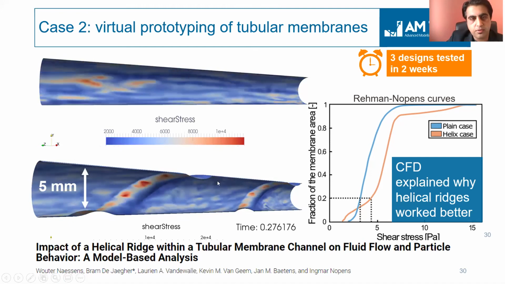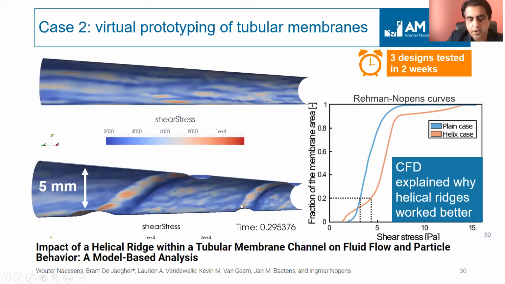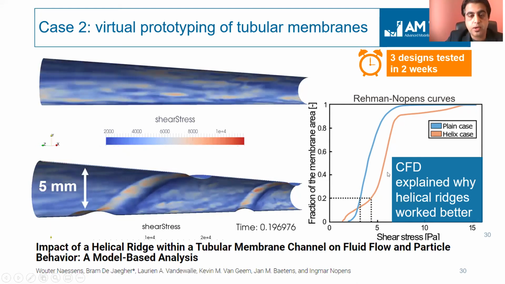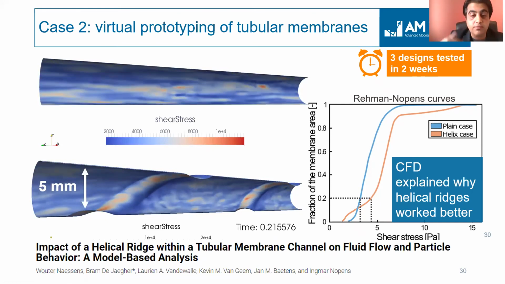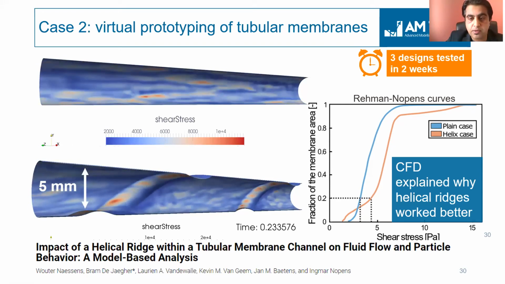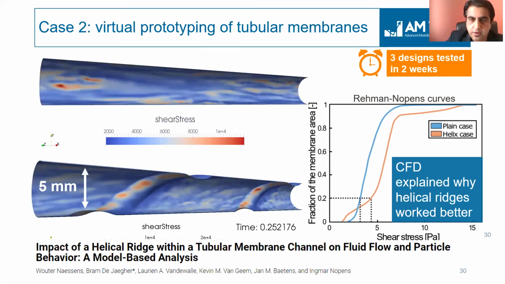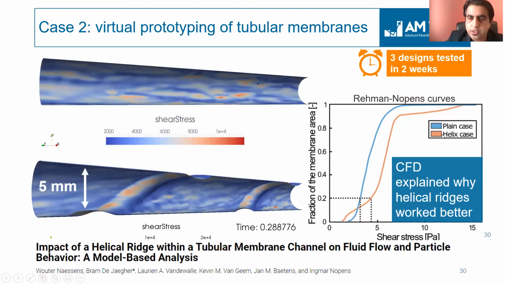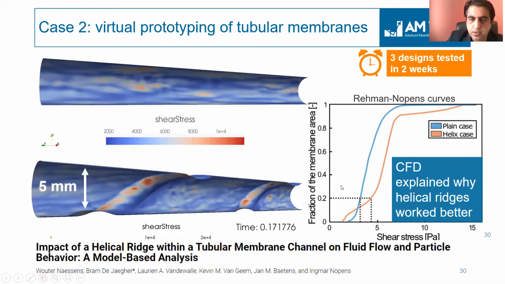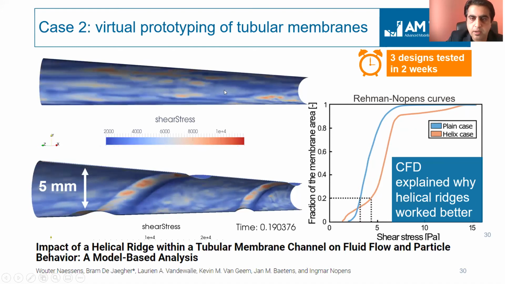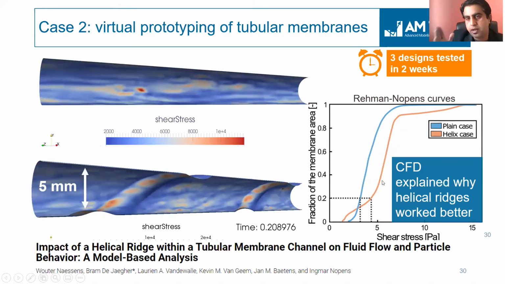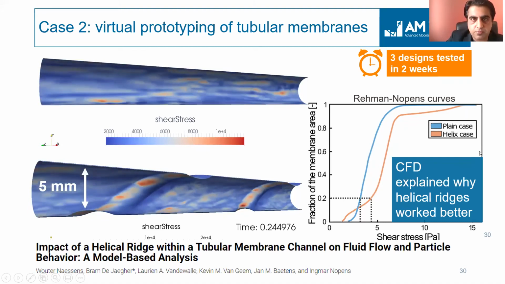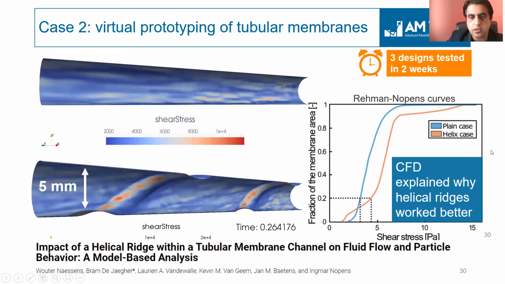So we modeled both: one without the helical ridge, one with the helical ridge. And we figured out that with the helical ridge, you end up with higher shear. With higher shear, you tend to remove the deposited particles, or you don't even let the particles deposit on the surface of these membranes internally. You can see on the right side these curves of shear stress over the surface of the membrane area. The orange curve shows you the helical ridge shear stress, where the blue shows you the plain case. And you clearly see that in the helical ridge case, you had higher shear over the membrane, which was eventually causing better performance of this tubular membrane. So they were able to conclude that and take it up further.